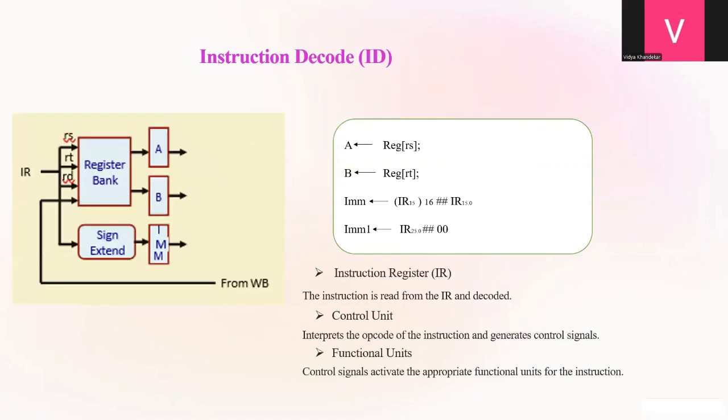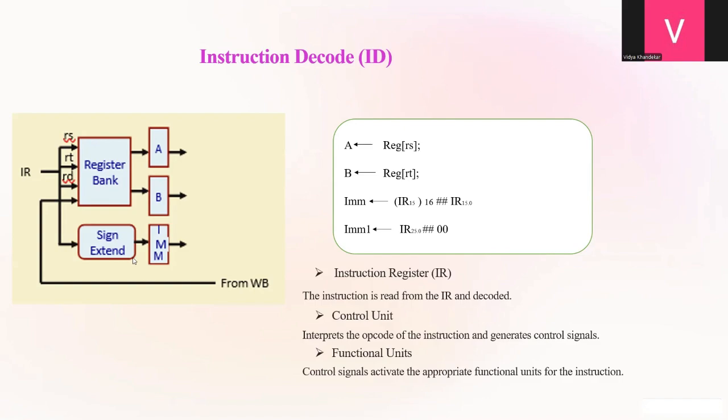instruction decode. In this instruction decode stage, we decode the instruction and fetch the particular fields: the source registers, destination register, and immediate field. From the register bank, RS, RT, and RD come from the IR, and from the register bank A and B go out, and after sign extension it goes to IMM.